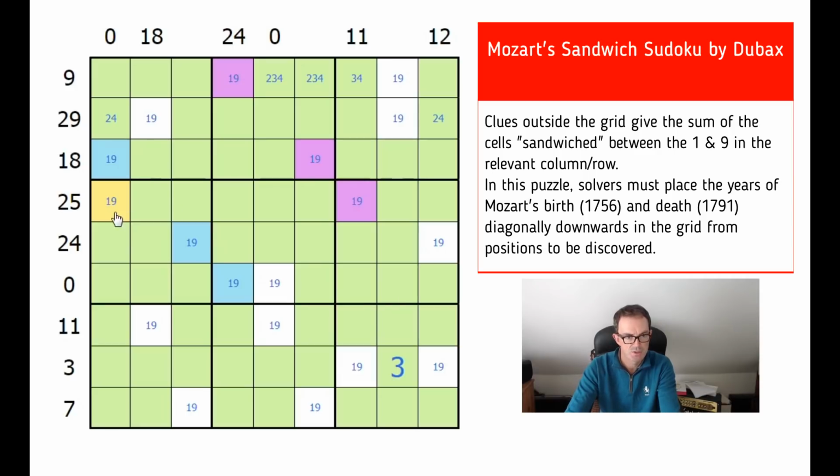Bother. Let's check this one. So if this is 1790... Oh, well, that doesn't work. Unless I've made a mistake, that just doesn't work, because look, this being a 1 forces a 9 there, and therefore this is just broken. So that's probably what I needed to notice. I think that's right. I think that's right.